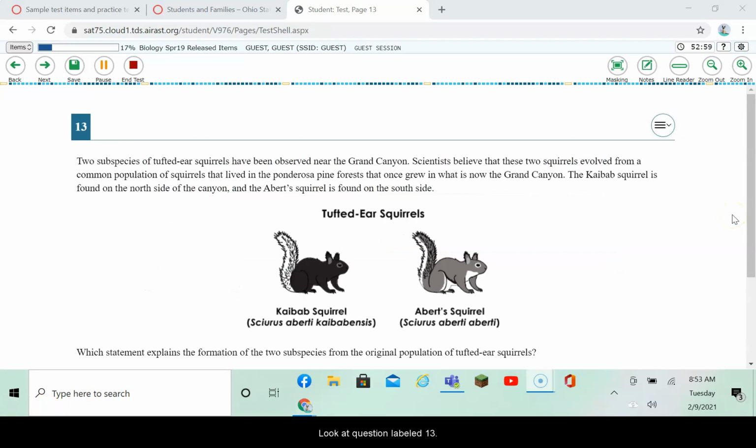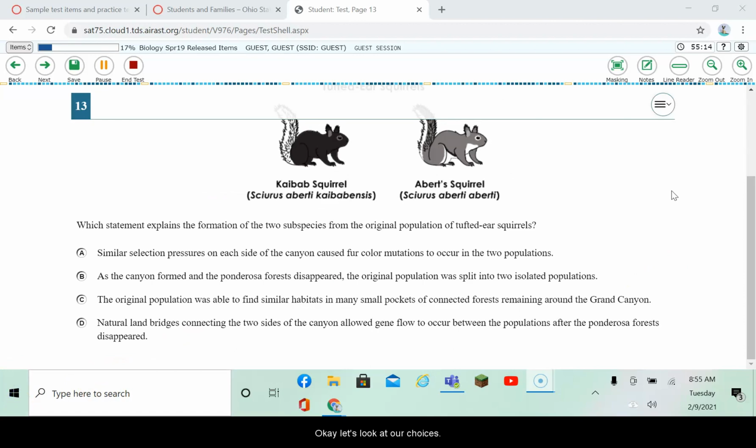Okay, let's look at question labeled 13. Two subspecies of tuft ear squirrels have been observed near the Grand Canyon. Scientists believe that these two squirrels evolved from a common population of squirrels that lived in the Ponderosa pine forest that once grew in what is now the Grand Canyon. The Kaibab squirrel is found on the north side of the canyon, and the Abert squirrel is found on the south side. Which statement explains the formation of the two subspecies from the original population of tuft ear squirrels? Okay, let's look at our choices.